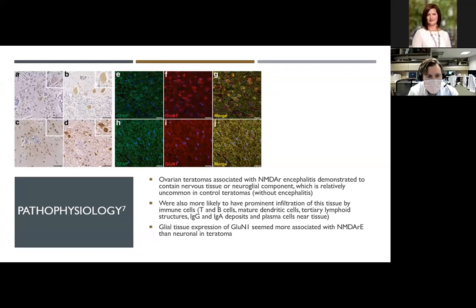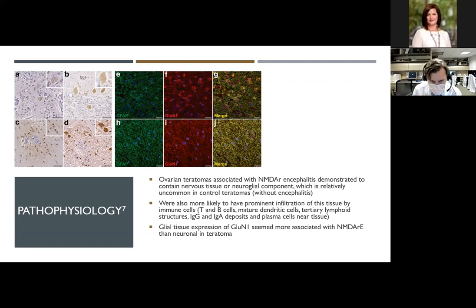The bright colored ones, E, F, G and H, I, J, are immunofluorescent staining. E and H are for GFAP, a glial marker. GLUN1 is the NMDA receptor subunit, so that's more of a neural marker, and then they merged them all.